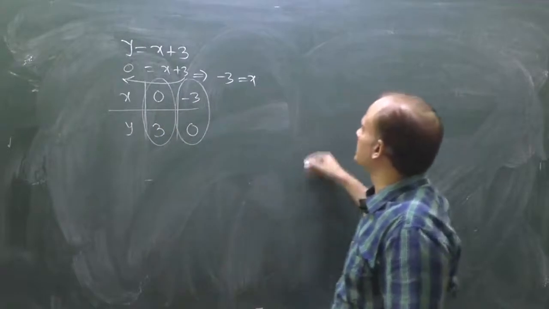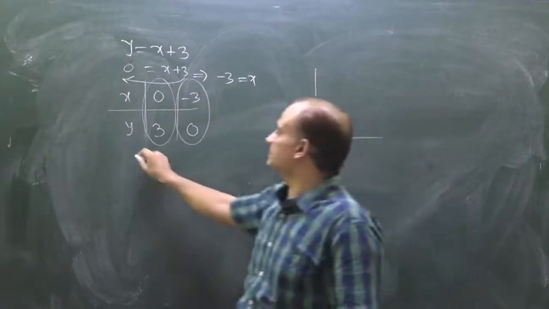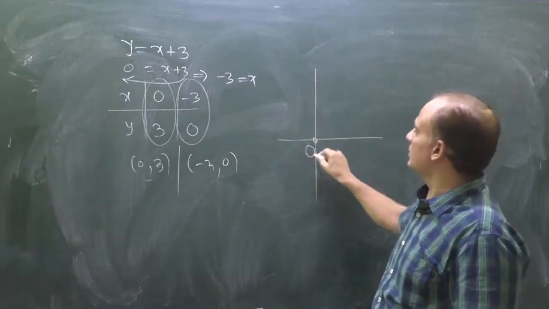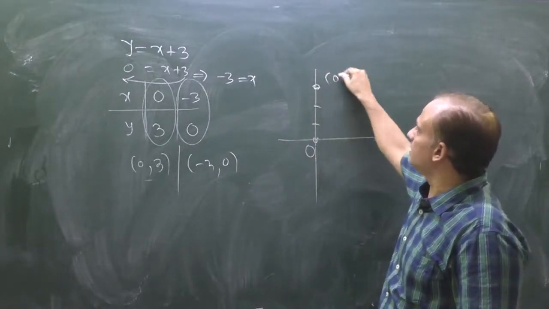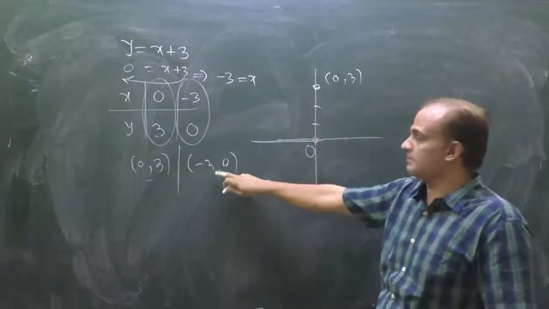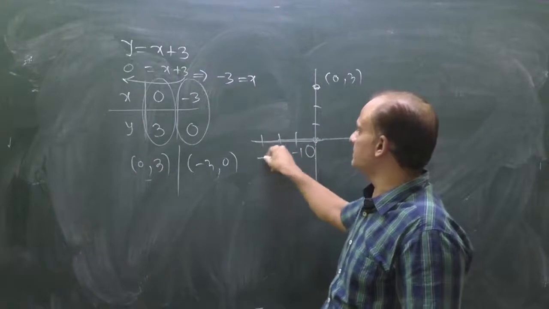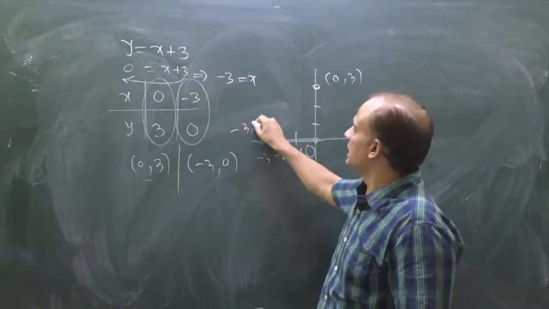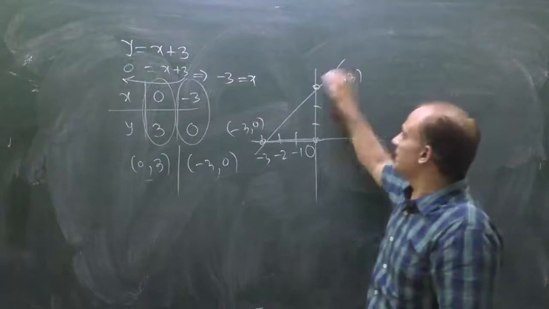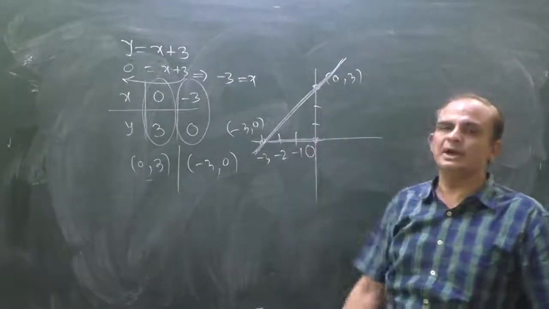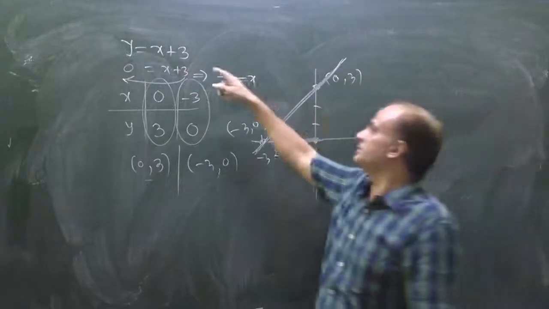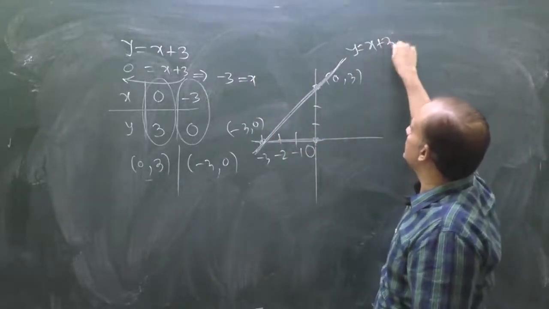So 0,3 and minus 3,0. Where this 0,3? This pair 0,3 will be lying, and this minus 3,0 will be lying. So 0,3. This is origin 0, 1, 2, 3. This point is what? 0,3. And this point is minus 3,0. Minus 3 will be lying here. X is minus, abscissa is minus, minus 1, minus 2, minus 3. And I request you to watch my previous video on the chapter coordinate geometry, so that everything will be clear to you. So minus 3,0 and 0,3. On joining these two points, we shall find a line. So this is the line which represents to what? It represents y is equal to x plus 3.